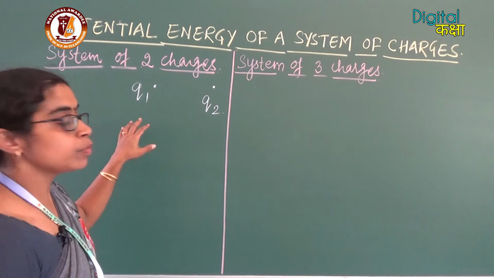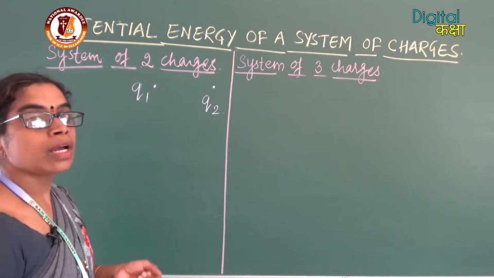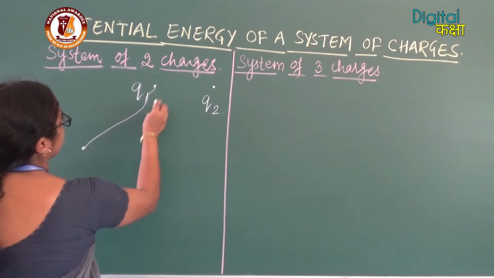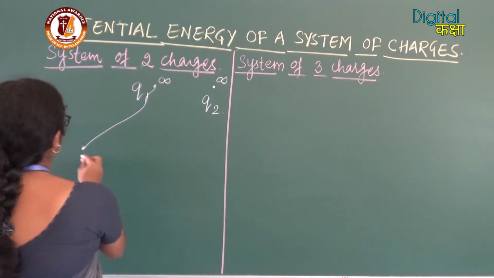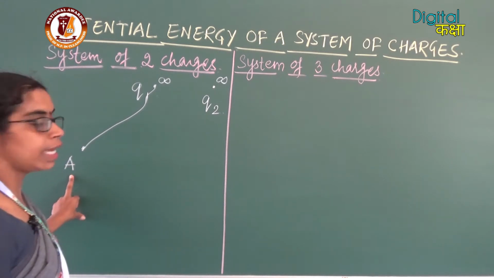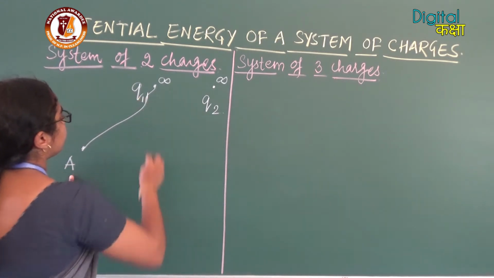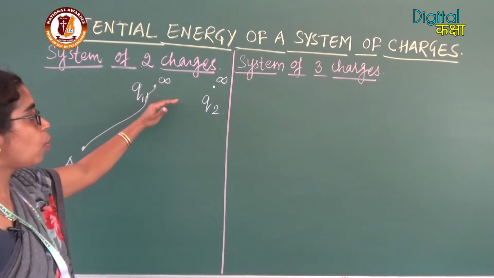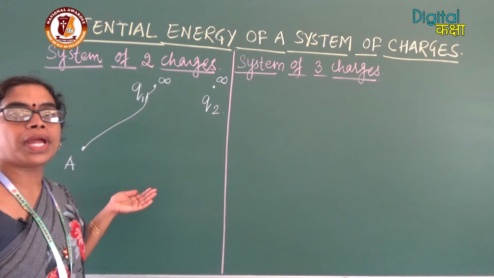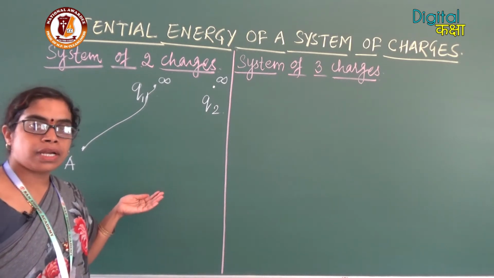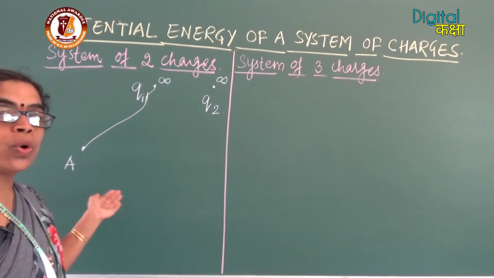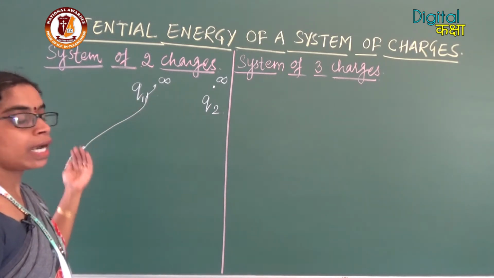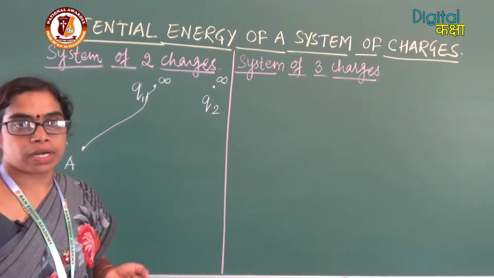We are assuming them to be kept at infinity. Now, when the work is done to bring the charge from infinity to a point A, there will not be any work done when the charge is brought from infinity to a particular point A. The reason is that around A there is no other charge present in whose electric field we are bringing and keeping this charge Q1.